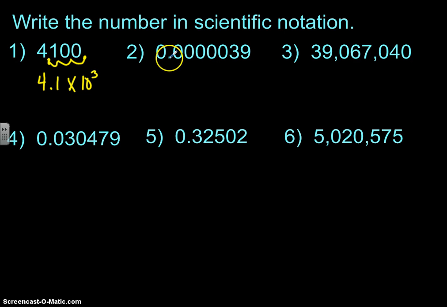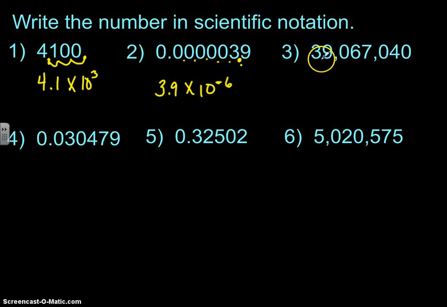Okay, now here, the decimal's here, it needs to be here. So I'm going to rewrite that as 3.9 times 10. How many places do we move it? 1, 2, 3, 4, 5, 6. But we moved it to the right, so it's a negative 6. Okay, the reason why is if we start out with 3.9, which is a number much bigger than this, we have to multiply it by a very small number to get our original number. Okay, so it has to be a very small number, 10 to the negative 6.